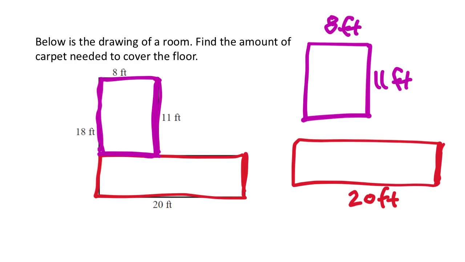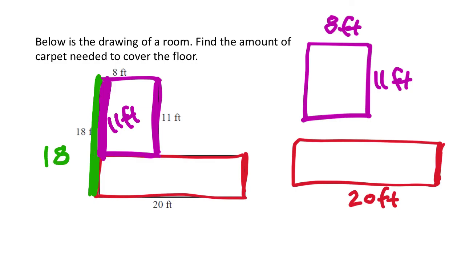So this whole part is 18, but this part of the purple rectangle is 11 feet, right? So if I want to figure out that red side, I need to take the full length, which is 18, and subtract that part of it, which is 11 feet in purple. That's going to tell me how long that red section is. So 8 minus 1 is 7, 1 minus 1 is 0. So it looks like this length right here is 7 feet.